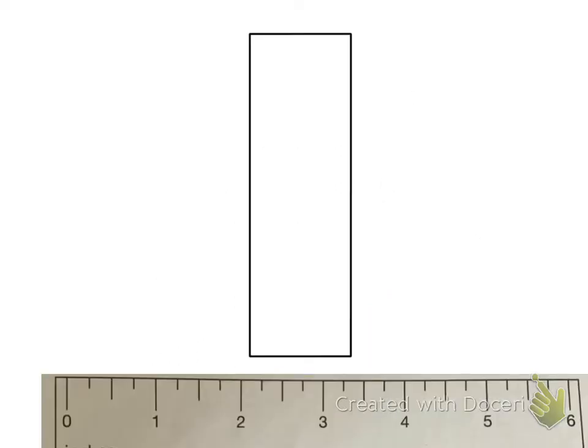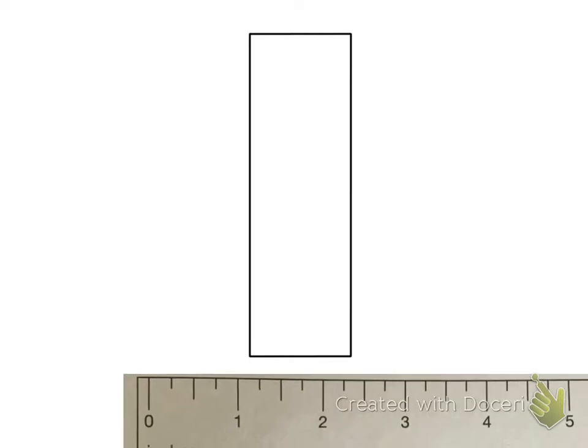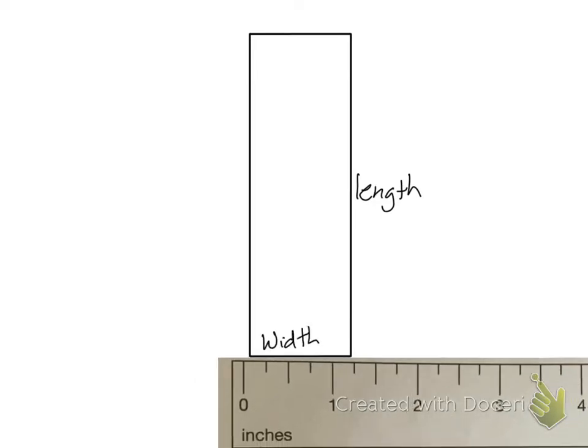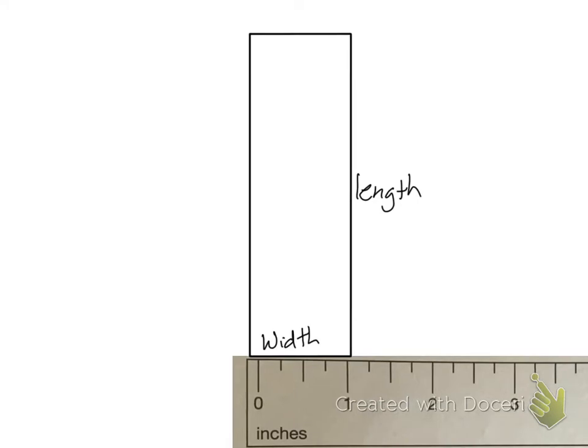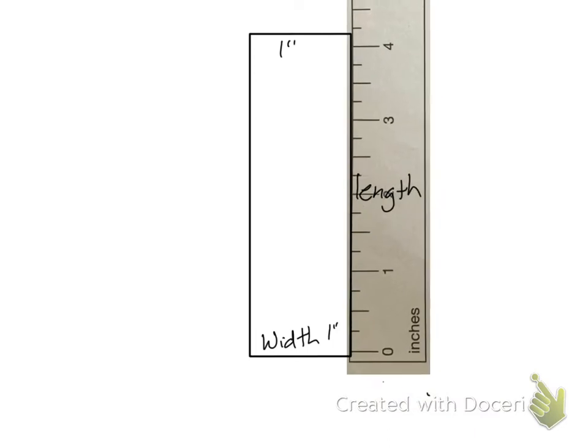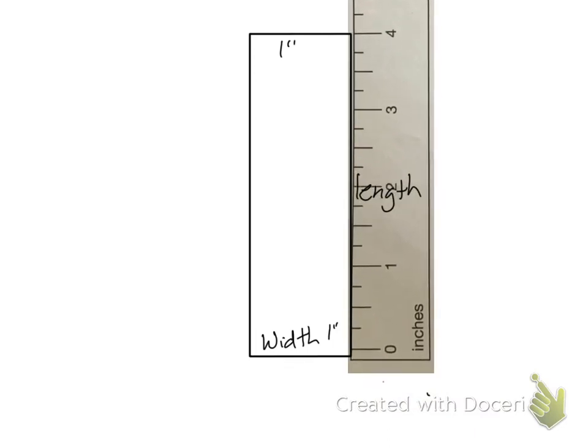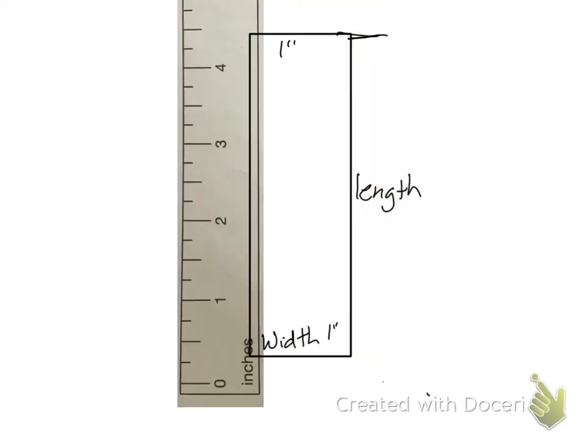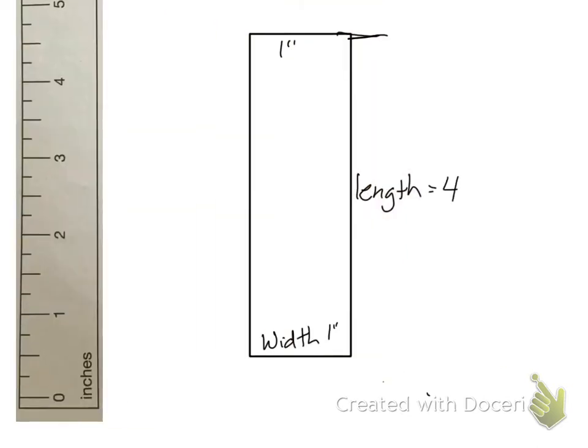Okay, what about this rectangle? On this rectangle, my length is on the side this time because the length is the longer side. And the width is at the top and the bottom. So the width of my rectangle is 1 inch, which means the top would also be 1 inch. My length is at 4 inches. So my length equals 4 inches for both sides.